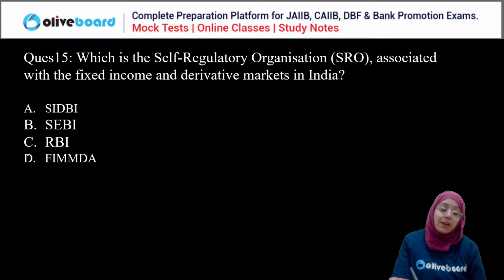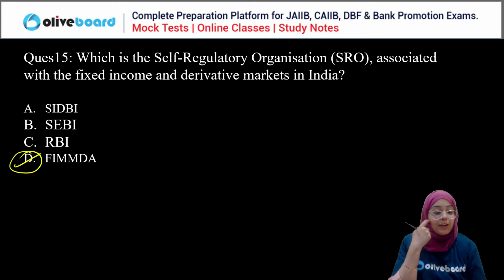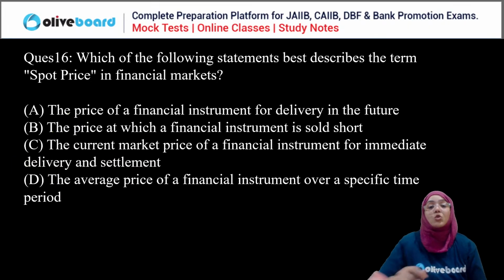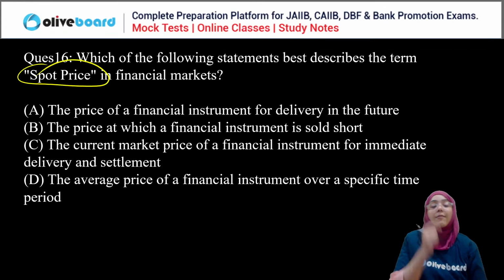Now, it is FIMDA. Just tell me the full form of FIMDA. Everyone has written FIMDA, but what is the full form of FIMDA? What is SIDBI? It's Small Industrial Development Bank of India. SEBI is Securities Exchange Board of India. Reserve Bank of India, and FIMDA is Fixed Income, Money Market and Derivative Association of India. Right? That is known as FIMDA. Clear? Done.